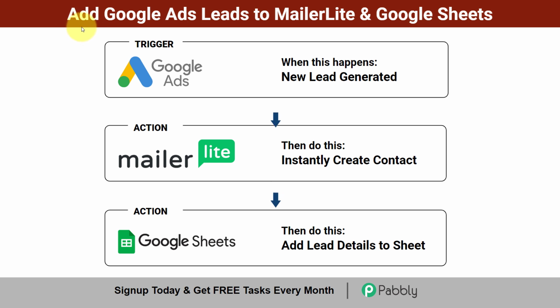In this video, I will show you how to add Google Ads leads to MailerLite and Google Sheets automatically. So assume that I am running ads on Google, for which I have created a Google lead form. Now whenever a new lead is generated via that form, I will show you how to instantly create a contact of that lead in MailerLite email marketing application, and how the same lead information can be collected automatically to Google Sheets as well. Want to learn how you can also automate this process? Come with me and I will show you everything step by step.